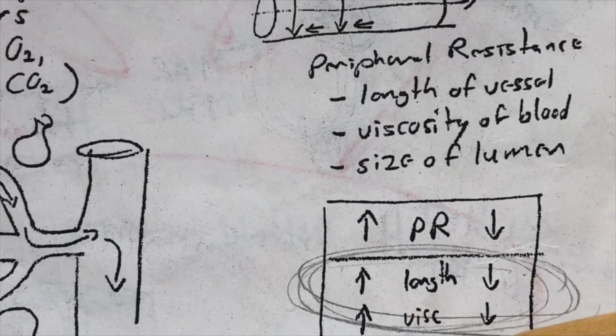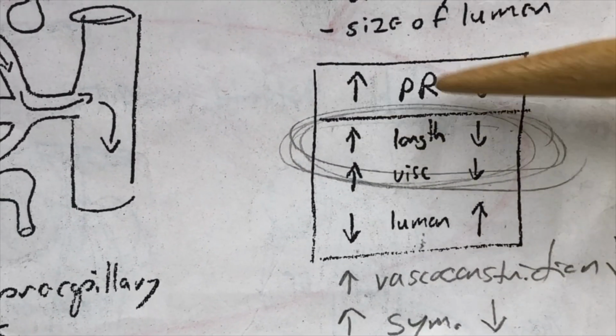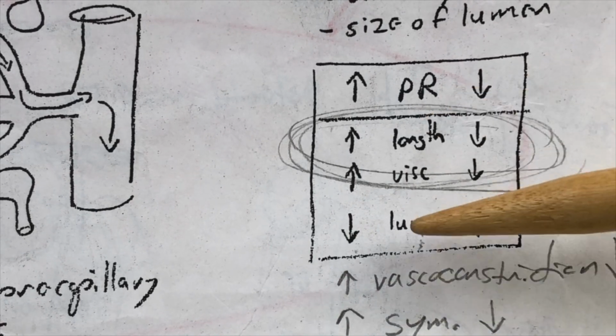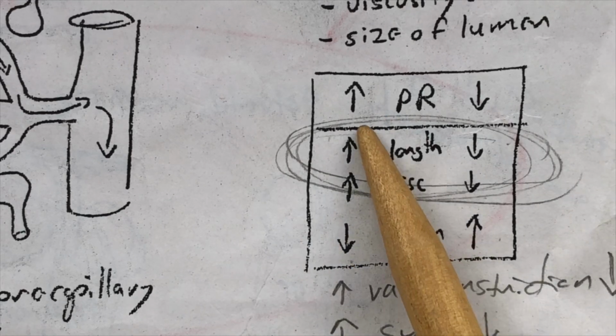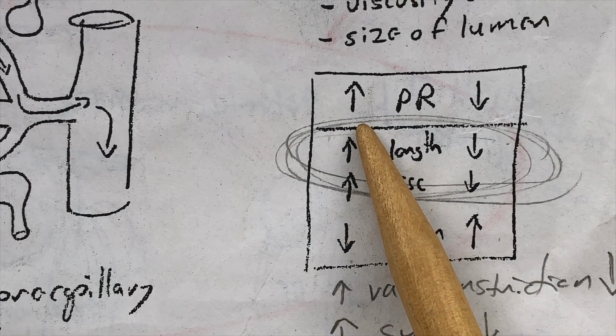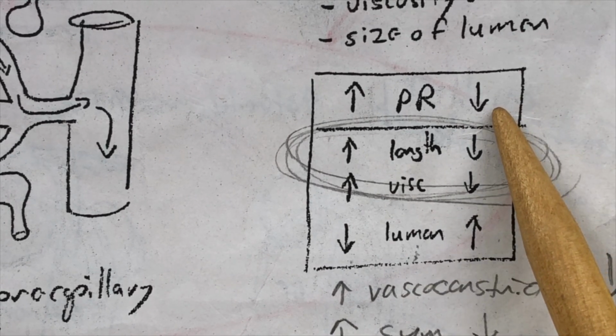So, if you were to decrease the size of the lumen of a blood vessel, that would increase the peripheral resistance. Sort of like saying if you made the halls in the academic building more narrow, it would be more difficult for people to walk through those halls. However, on the other side, if you make the halls wider, there would be less resistance. It'd be easier for things to move through.